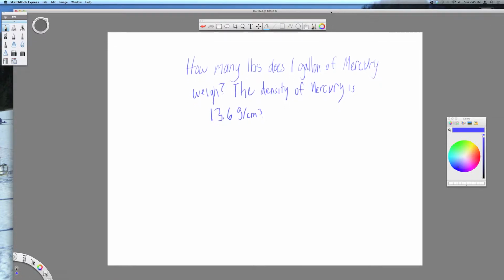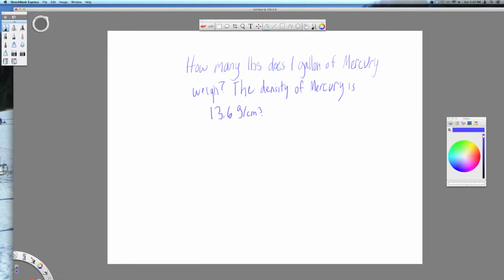Dimensional analysis sample problem. It says, how many pounds does 1 gallon of mercury weigh? The density of mercury is 13.6 grams per centimeter cubed. Well, this is an interesting problem because pounds is, of course, a unit for weight, but gallon is a unit for volume. So there are two different types of measurements.